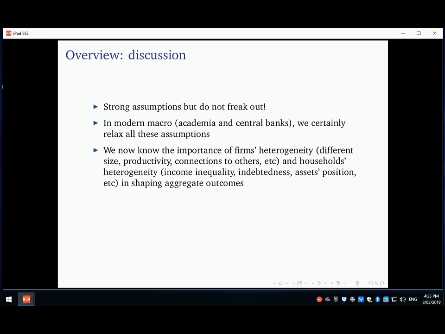In macro, for example, we know the importance of firm-level heterogeneity and household-level heterogeneity, and after the financial crisis, and not just after that but also before, there was a lot of research about that. We know about the importance of financial markets.